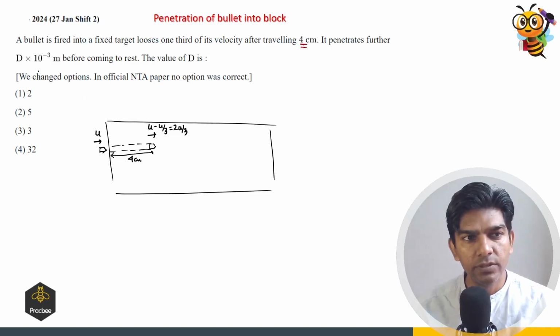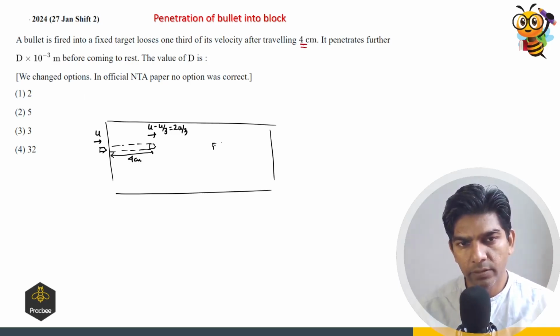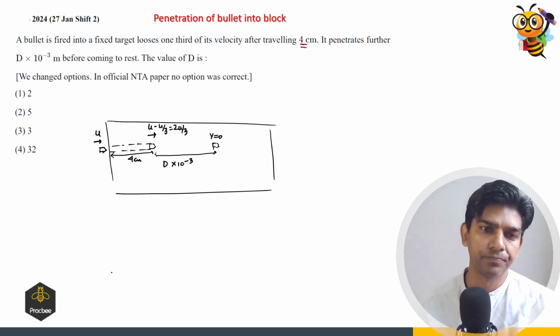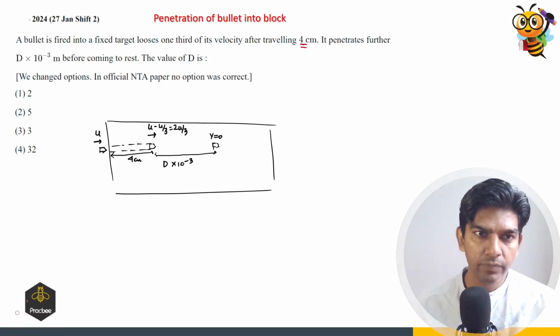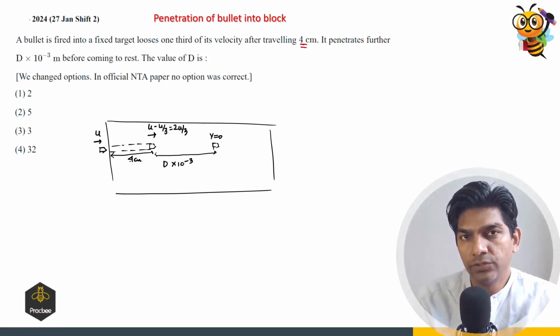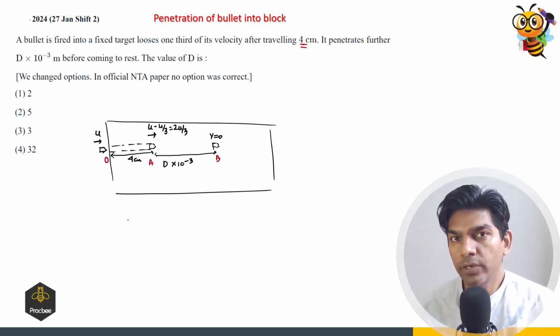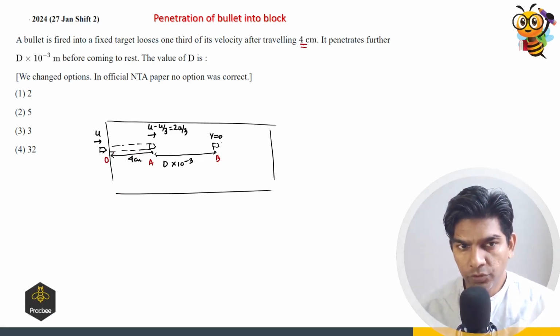It penetrates further d into 10 raised to power minus 3 meters before coming to rest. Let us say the bullet has traveled an additional distance of d into 10 raised to power minus 3 meters and then it comes to rest. So final velocity is 0. And in such questions we should always assume uniform retardation. So let us take the initial instant as O, this is A and this is B. Now I'm going to apply the third equation of motion from O to A and then from A to B.